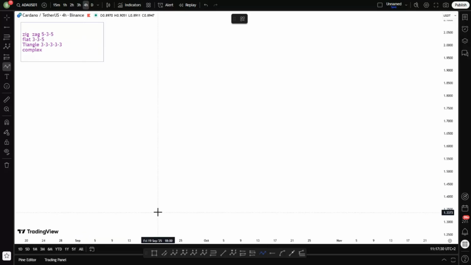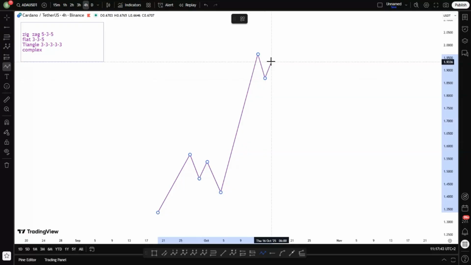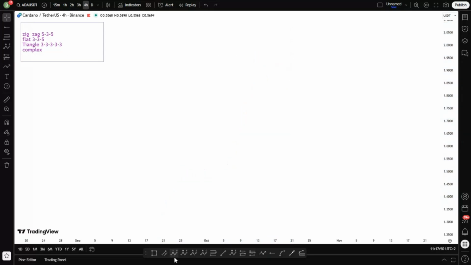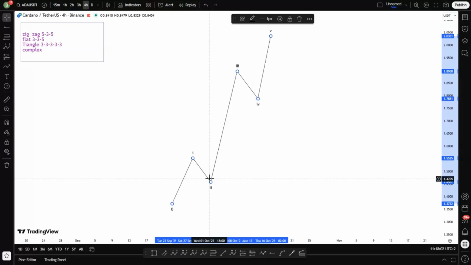As we last explained, in an impulse or motive wave, we have wave one, then wave two, then wave three, then wave four, and then a wave five. Wave one, two, three, four, five. This is what we discussed. Just want to include the waves.